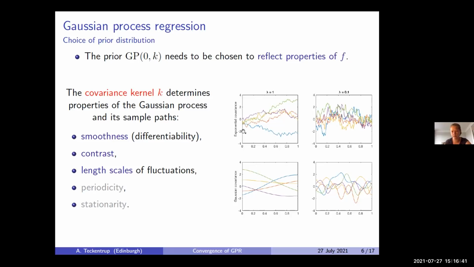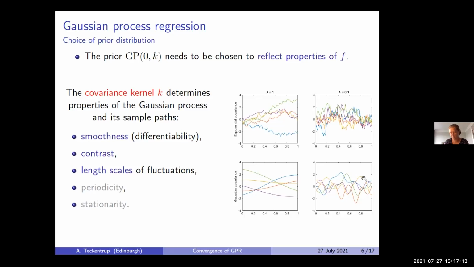So this is typically denoted by some parameter lambda. And yeah, it's the correlation length scale. So it's the length scale at which two points are correlated. If this lambda is quite large, then you get sample paths which look something like the left column. So you have functions which vary more on longer length scales. Whereas if the lambda is quite small, then you get something that varies on much shorter length scales.